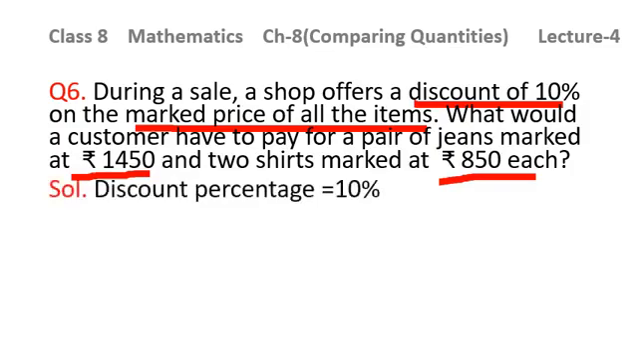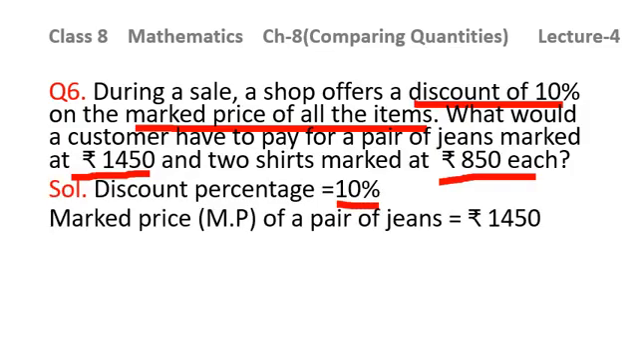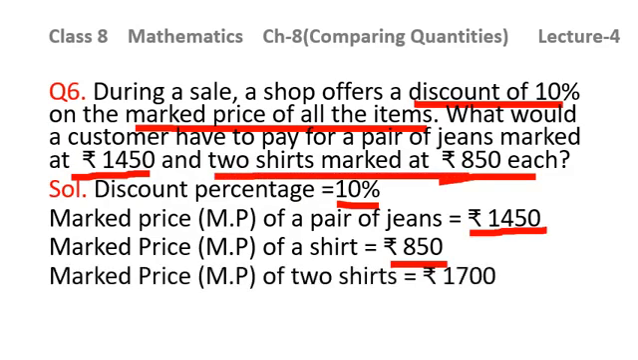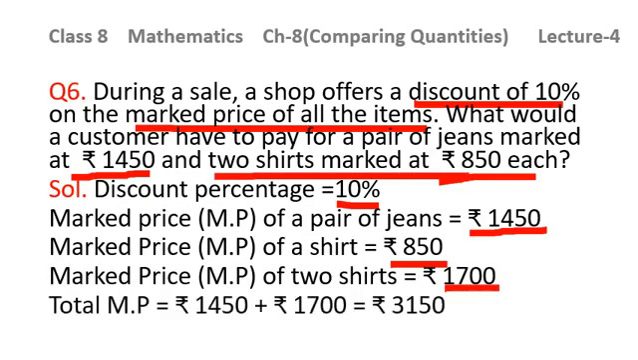Discount percentage is given to you as 10%. Marked price of the pair of jeans is 1450. Marked price of a shirt is given as 850. As it is mentioned that two shirts are marked at 850 each, we need to find the marked price of two shirts. That will be 850 into 2, that is 1700. So total MP will be marked price of pair of jeans plus marked price of two shirts, that will give you 3150.